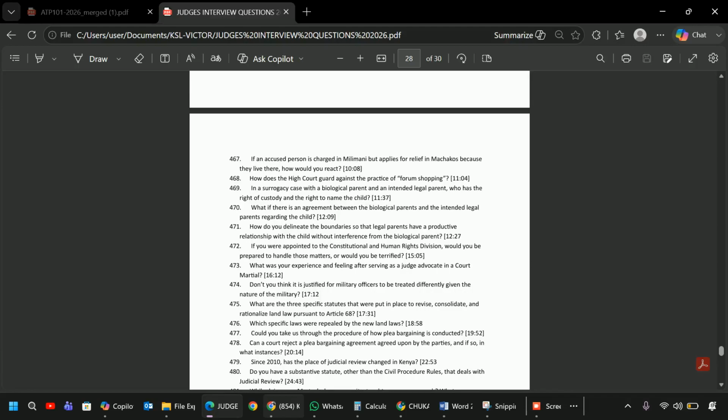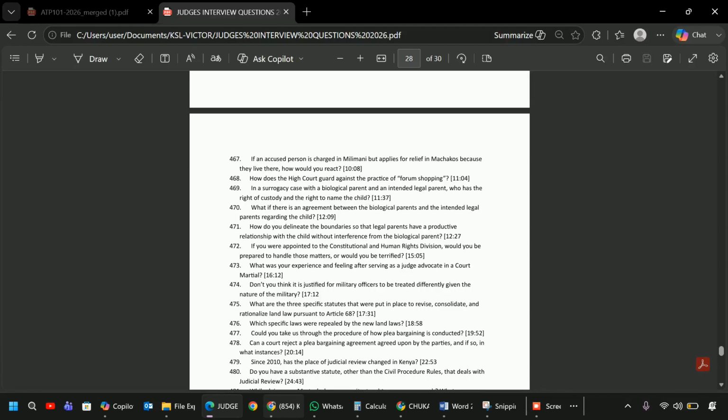Read question 477. In Kenya, could you take us through the procedure of how plea bargaining is conducted? In Kenya, plea bargaining is a structured, court-supervised process under Part 4 of the Criminal Procedure Code. Parties notify the court of intent to negotiate. The court does not negotiate. The DPP or authorized prosecutor and the accused agree in writing. The victim is consulted. The court then conducts a plea inquiry, confirms voluntariness, competence and a factual basis, and either accepts conviction plus sentence, or rejects and orders a fresh trial, and negotiations are barred.